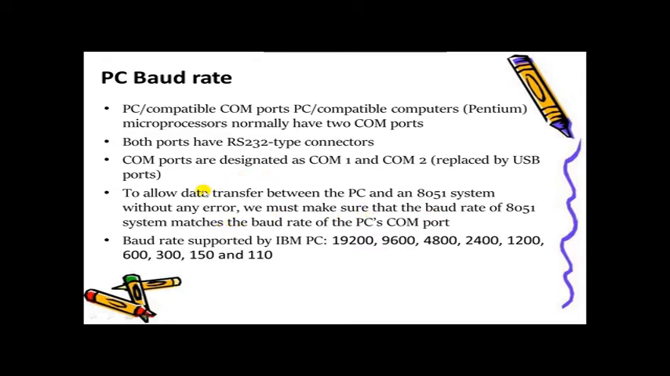Okay, this is a very important point. If you want to communicate between the PC and the 8051 without any distortion or error, the baud rate has to match. The baud rates supported by IBM PCs are 19200, 9600, 4800, 2400, 1200, 600, 300, 150 and 110.